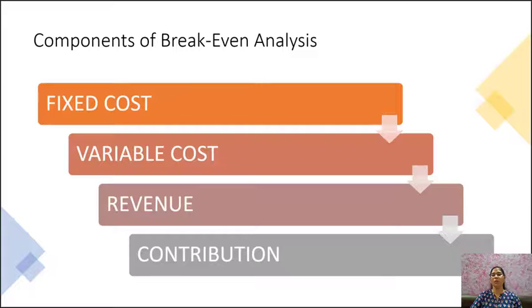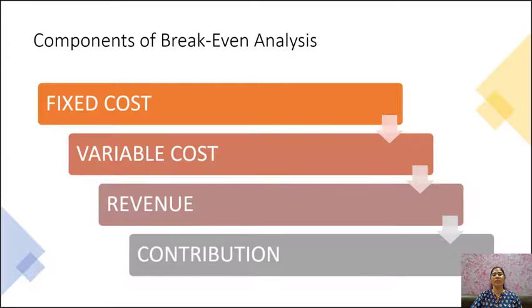Second is variable cost. The cost directly linked to the unit of production, which fluctuates with the increase or decrease of the production volume, is called variable cost. These costs include packaging cost, cost of raw material, fuel, and other materials which are required for production.